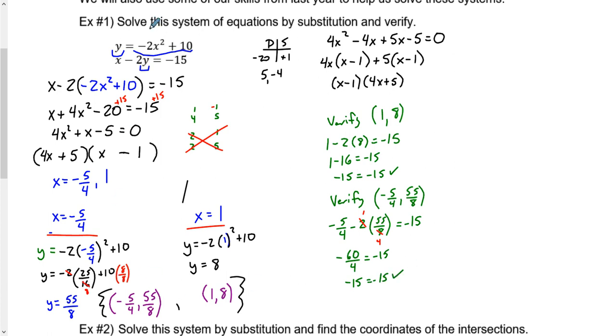So we solve for our x's, we solve for what the y's would be. Those would be the coordinates. We verified by plugging them into the other equation.